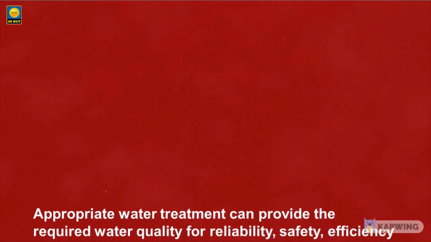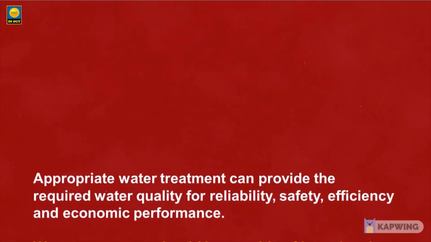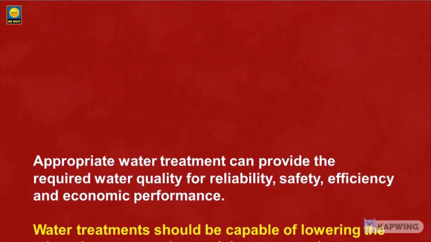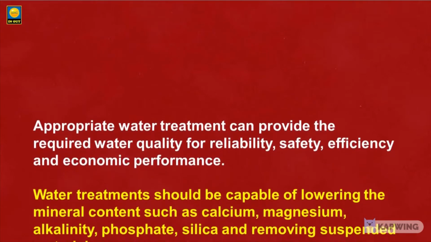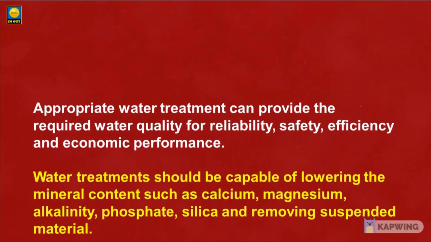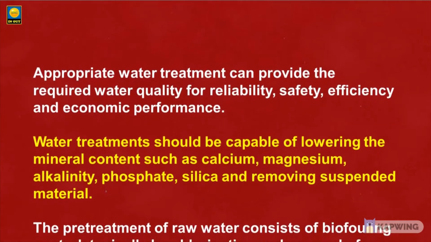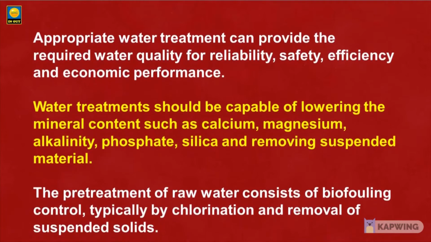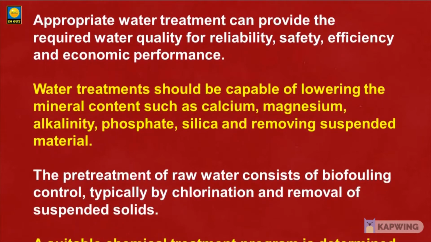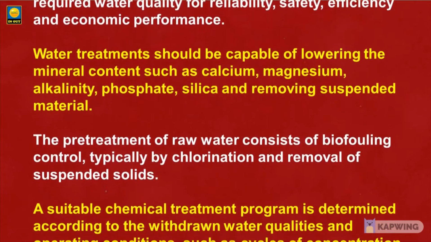Appropriate water treatment can provide the required water quality for reliability, safety, efficiency, and economic performance. Water treatments should be capable of lowering the mineral content, such as calcium, magnesium, alkalinity, phosphate, silica, and removing suspended material. The pretreatment of raw water consists of biofouling control, typically by chlorination, and removal of suspended solids.